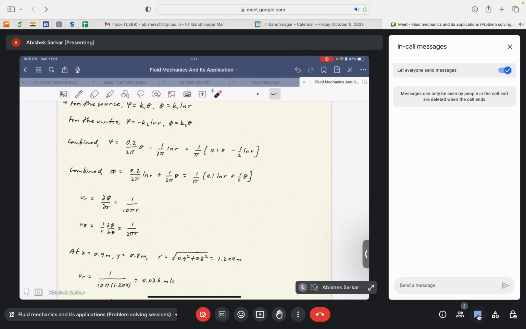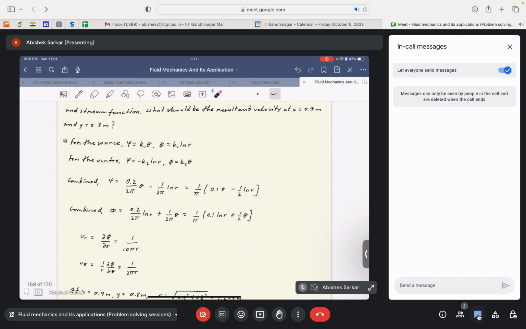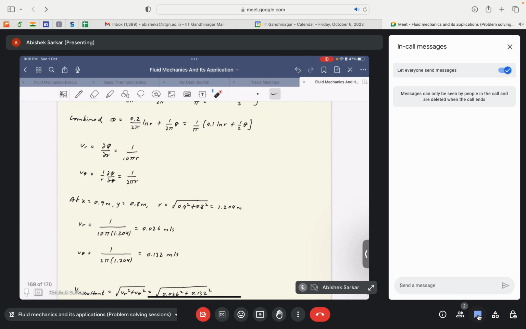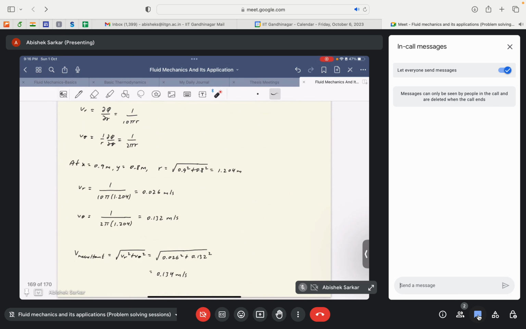Why? Because it is told that the vortex and the source are located at the origin, so the radial distance can be directly obtained by knowing their coordinates. So r will be equal to the square root of 0.9 square plus 0.8 square, which gives us r is equal to 1.204. Just substitute the value of r here. So we get that Vr is equal to 0.026 meter per second and V theta is equal to 0.132 meter per second. And since we are asked to find the resultant velocity, the resultant velocity will be equal to the square root of Vr square plus V theta square, which will give us V resultant is equal to 0.134 meter per second.